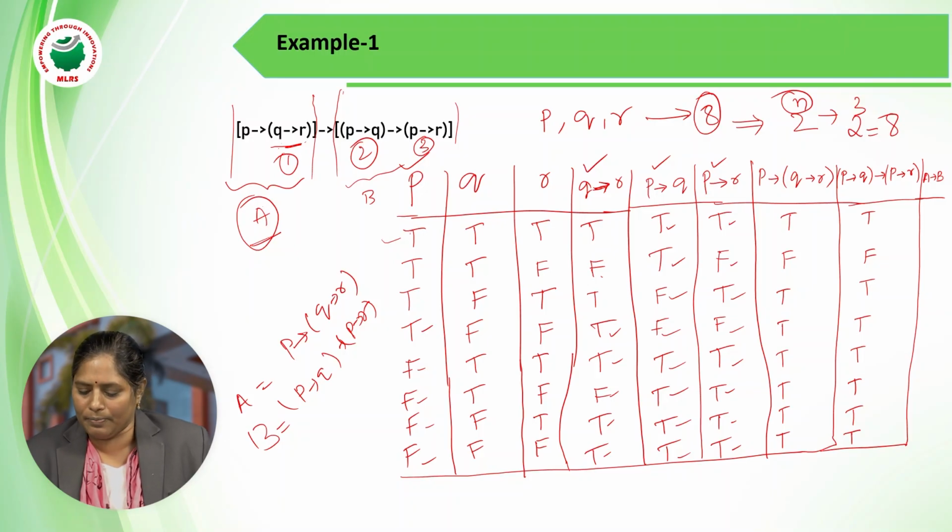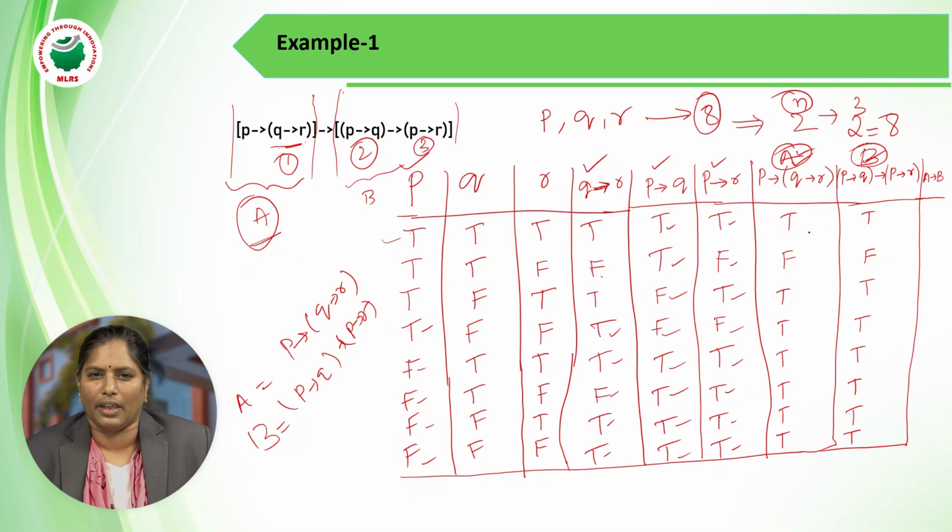Again I am checking implication on the last two columns. So P implies Q implies R is A, and P implies Q implies P implies R is B. Here I am applying implication on these columns, A and B. Again I am checking for A true, B false. So check here: A is true, B is true, so it is true. A is false, B is false, true.